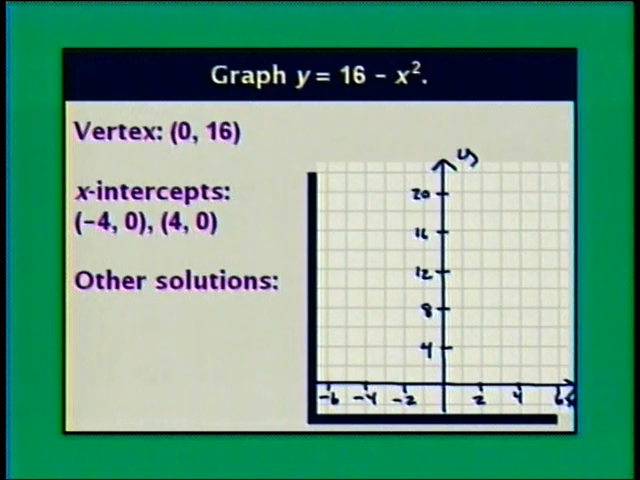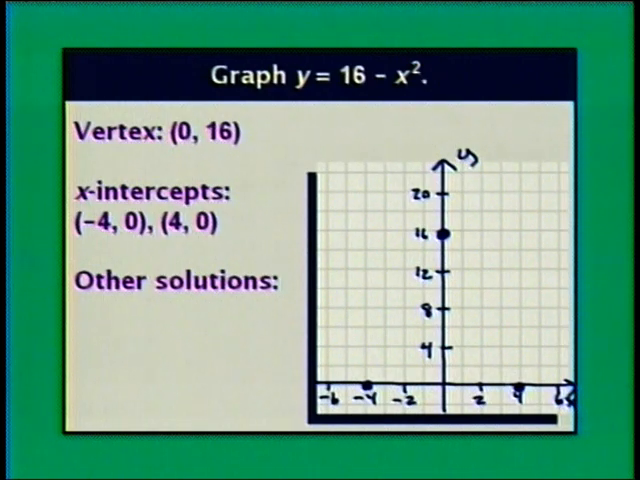So let's plot the solutions I know. 0, 16 is a solution. That's the vertex and the vertical intercept. And I have 2 horizontal intercepts at -4, 0 and at 4, 0. Now I need some other solutions to get a good parabola.